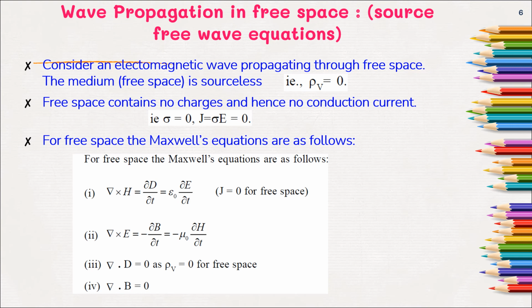We have del cross H equal to dou D by dou t, which is equal to epsilon naught dou E by dou t. Here actually the equation would have been del cross H equal to J plus dou D by dou t. But here since J is equal to 0, you get this equation. Now del cross E is equal to minus dou B by dou t, which is equal to minus mu naught into dou H by dou t. And the third equation, del dot D is equal to rho V actually, but for free space, rho V is 0 and hence we get del dot D equal to 0. And the fourth equation is del dot B equal to 0.